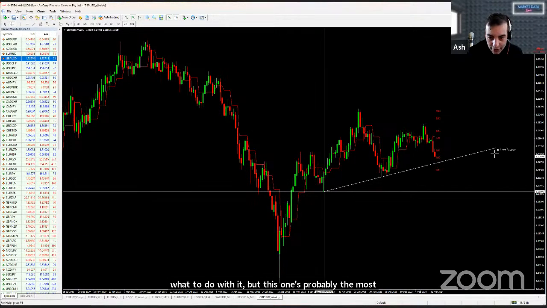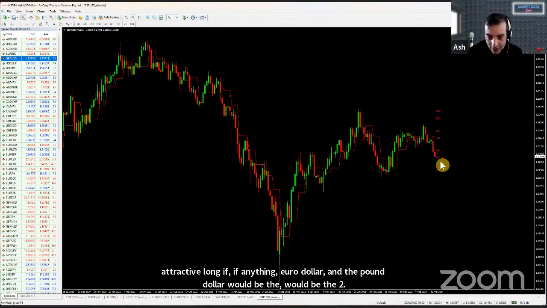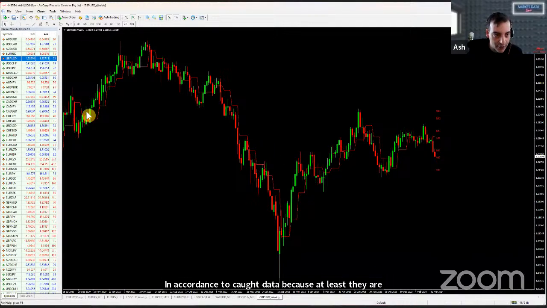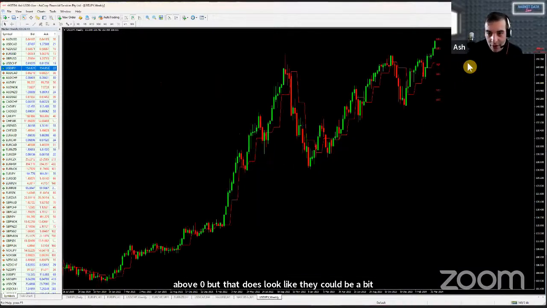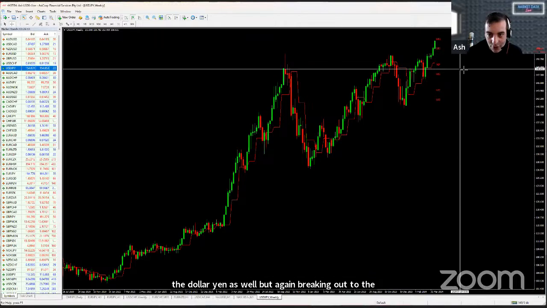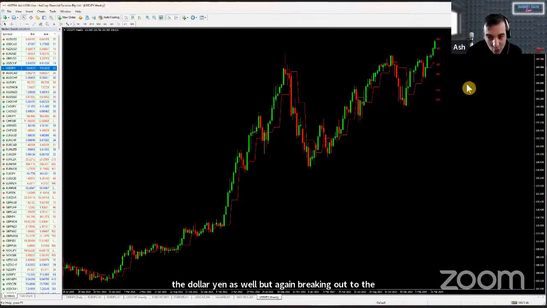in accordance to COT data, because at least they are above zero. But that does look like there could be a bit further to come to the downside. And of course, buy the dollar yen as well. But again, breaking out to the upside, that would suggest a reversal. So all in all, when I look at this data and I look at the charts, I think, wow, tough week coming up.